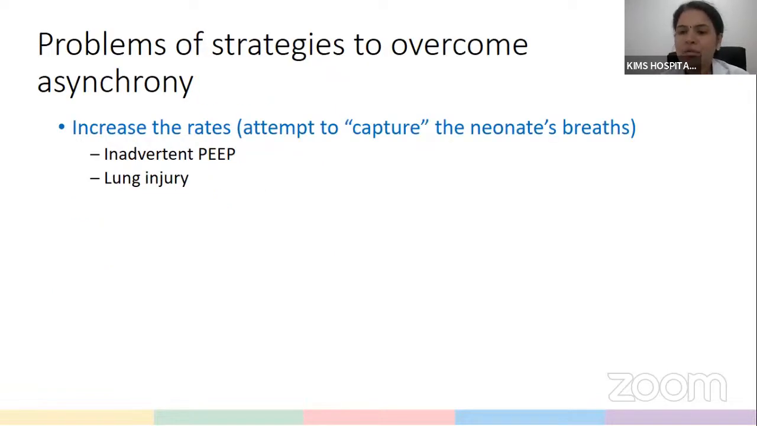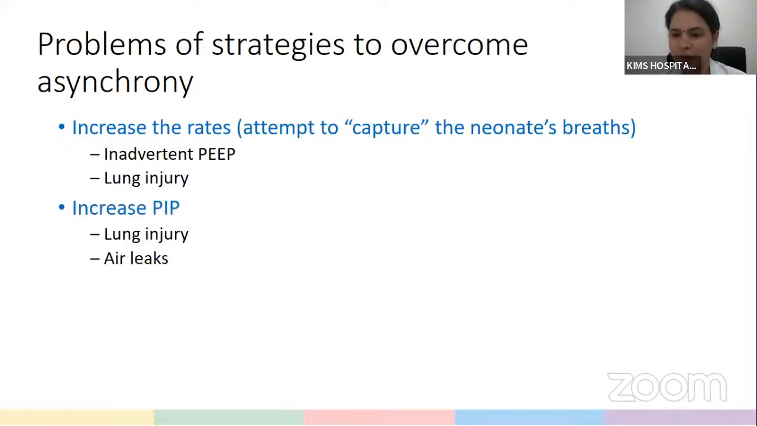Typically, if one wants to overcome asynchrony in IMV or CMV, there are some strategies that may be followed. These include increasing the rates on the ventilator. This is an attempt to capture the neonate's breath, and this is called overdrive ventilation, where you try to breathe with the ventilator faster than the baby in an attempt to reduce asynchrony. But this can lead to some problems. When we increase the respiratory rate with the same I time, we automatically compromise on the expiratory time or E time. This can lead to inadvertent PEEP or auto PEEP due to air trapping and also increase the chance of lung injury.